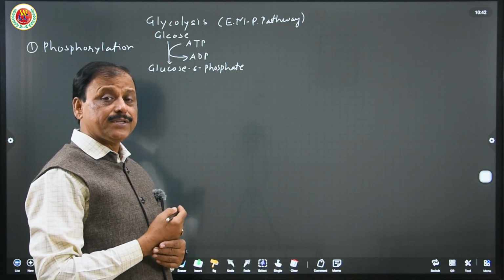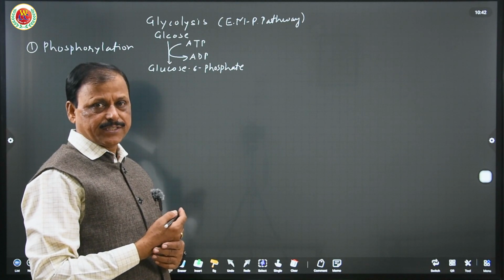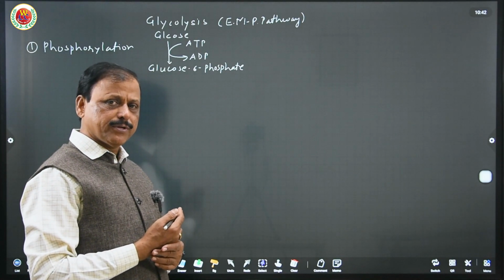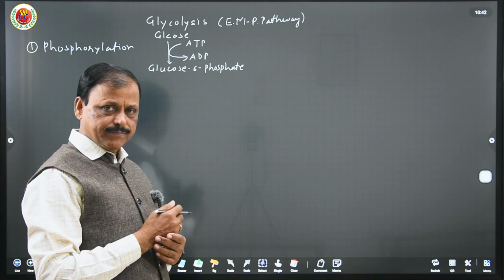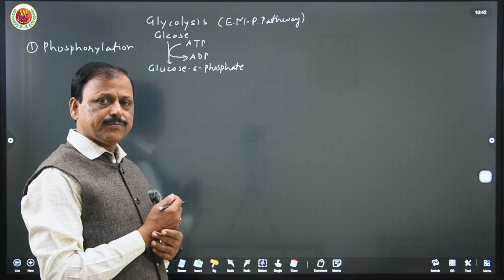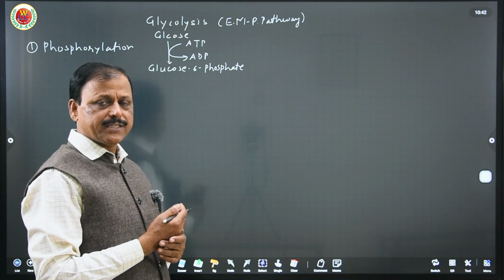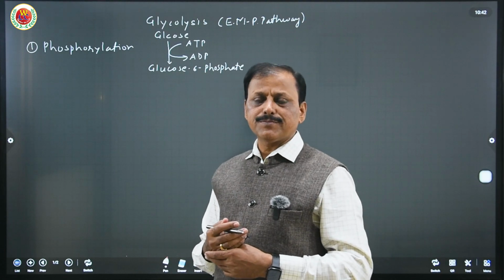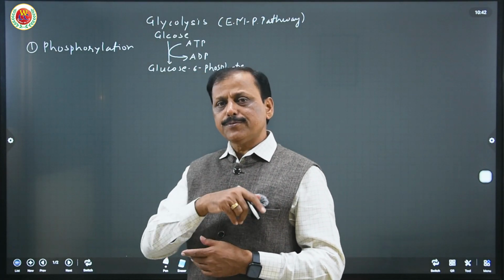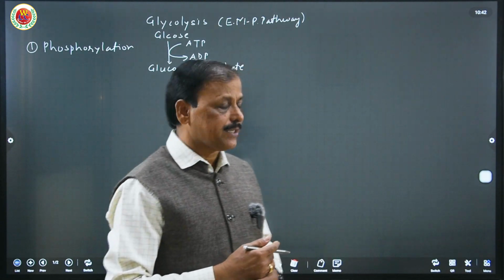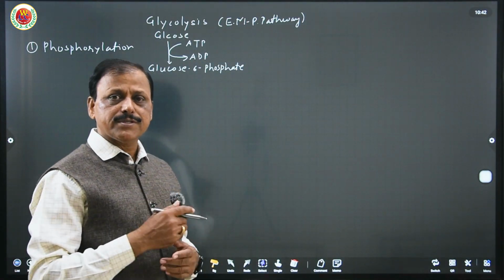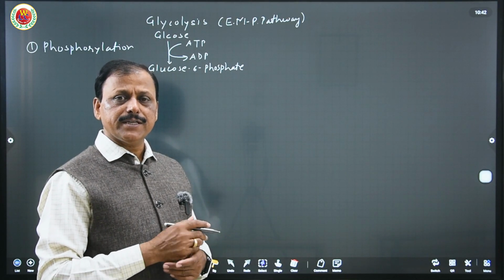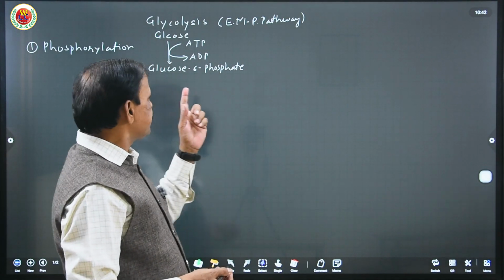Where is this process going on? In the cytoplasm of the eukaryotic cell. Prokaryotes don't have a nuclear membrane, therefore it is protoplasm, so in the prokaryotic cell it goes on in the protoplast. In the eukaryotic cell, since protoplasm is divided into two parts, cytoplasm and nucleoplasm, it goes on in the cytoplasm. It can occur in the presence of oxygen as well as in the absence of oxygen. Therefore, it can occur in anaerobically respiring organisms as well as aerobically respiring organisms.